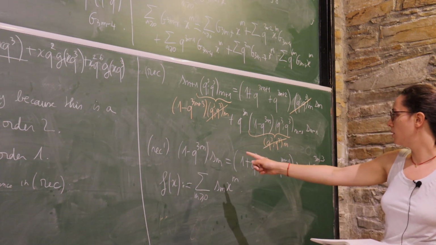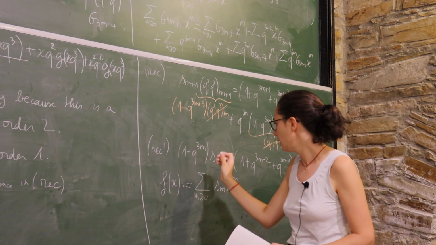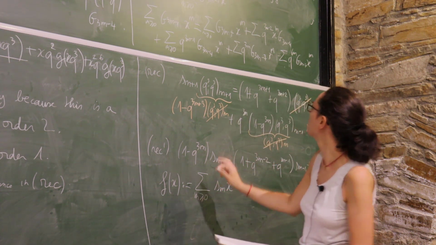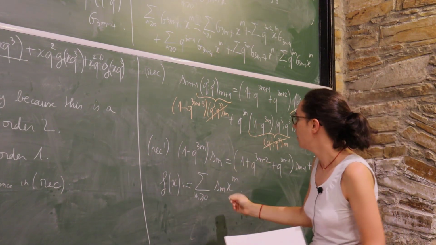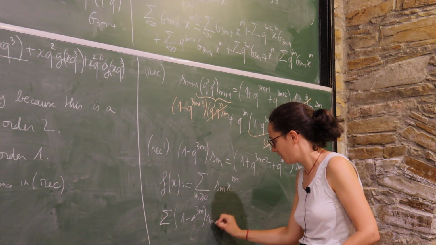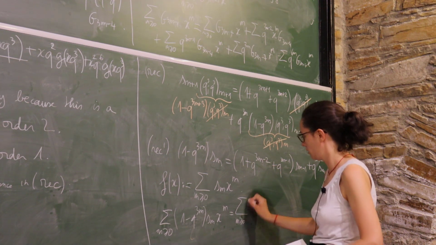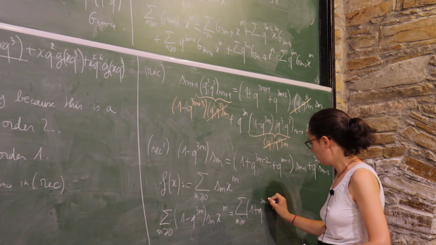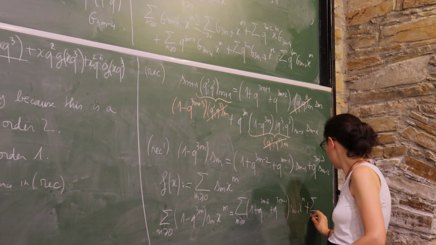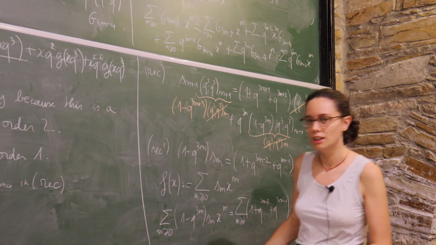Okay? So we do the same thing as I did before. We multiply everything by x to the m and we sum over m. I don't do it in so much detail, it's really the same idea, so I can do that a bit more quickly. This time I don't separate things, let's say. So we have 1 plus q to the 3m minus 2 plus q to the 3m minus 1, s_{m-1} x^m, plus the last one, q to the 3m minus 3, s_{m-2} x^m again.